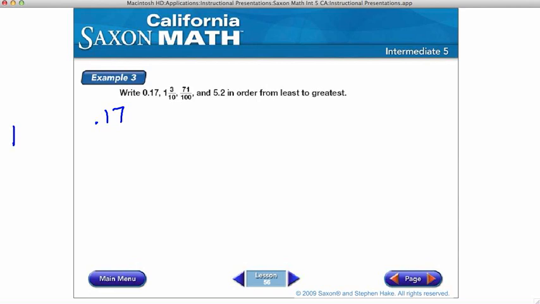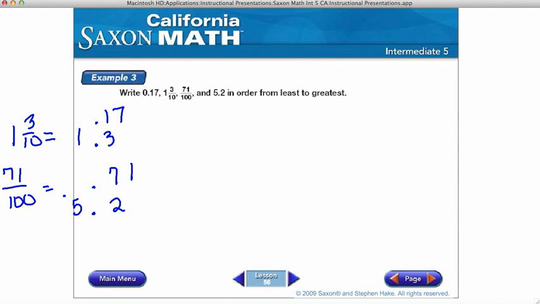But then we have 1 3/10, which converts to 1.3. We have 71 hundredths, which converts to 0.71. And then we have 5.2. Okay, so we're going to start with the ones place, which is the furthest to the left. And we're going from least to greatest.